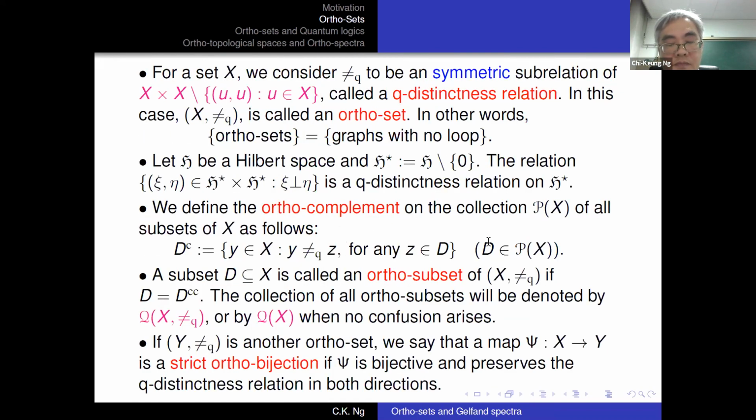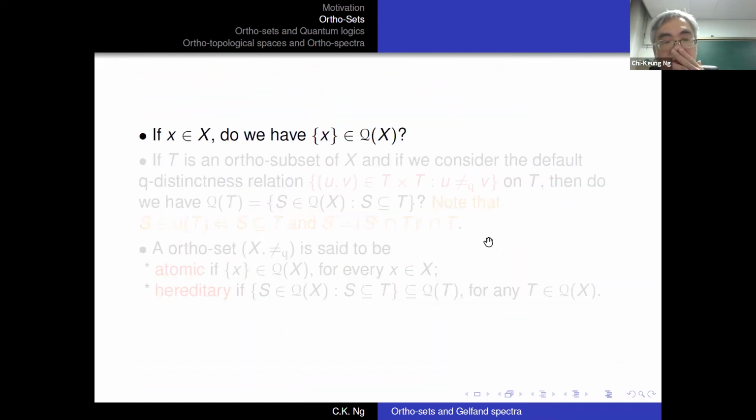So there is a very elementary question about the distinctness relation. Suppose we have an element x in X. Do we have the one point set being the quantum set?